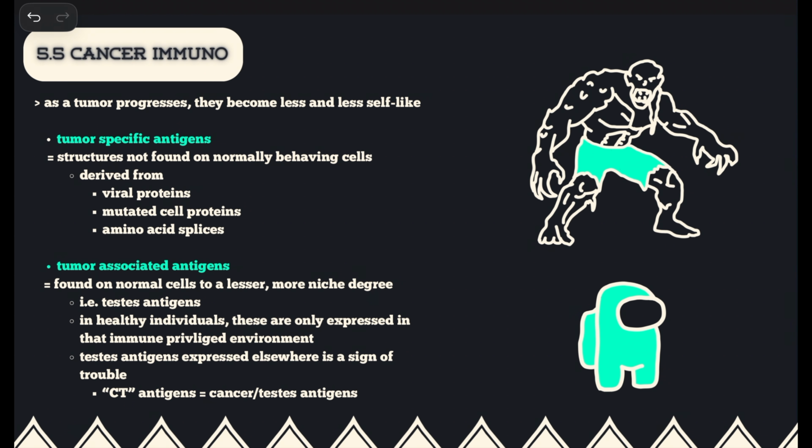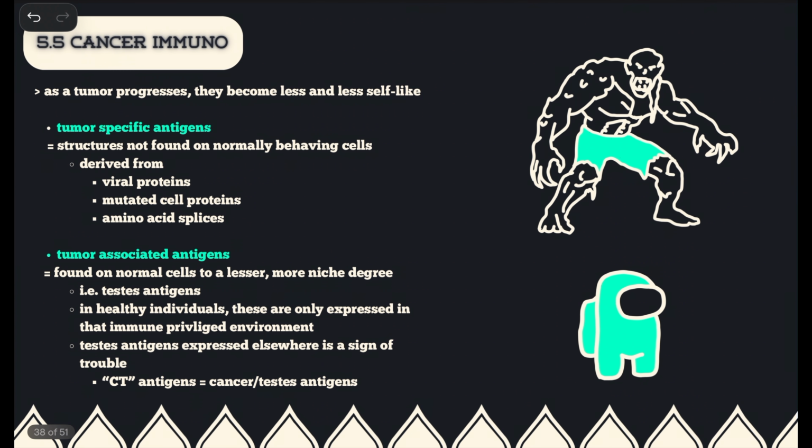Something a little more sneaky that requires a little more immunology knowledge are tumor-associated antigens. These are found on normal cells to a lesser niche degree. The best example I have for you here are testes antigens. So in healthy individuals, these are expressed in the immune-privileged environment that is the testicles, okay? Testes antigens, if they are expressed anywhere else, that would be a problem. Those are supposed to be sequestered, hidden away, only in a specific environment.